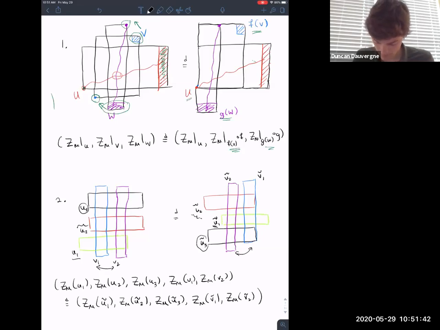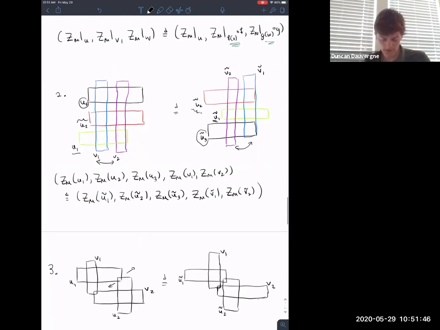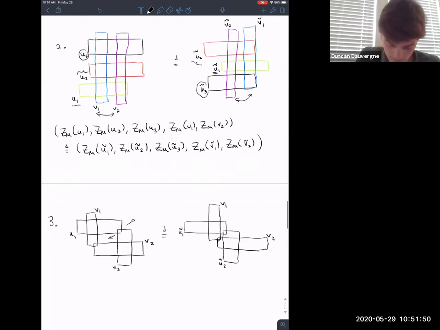I'm going to give one more example. So here I have 2 boxes U1 and U2 and 2 boxes V1 and V2. And the V boxes always cross the U boxes. So you can see you have this crossing structure. So there's a crossing structure here as well.